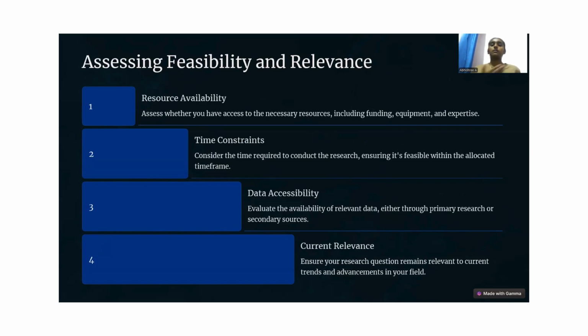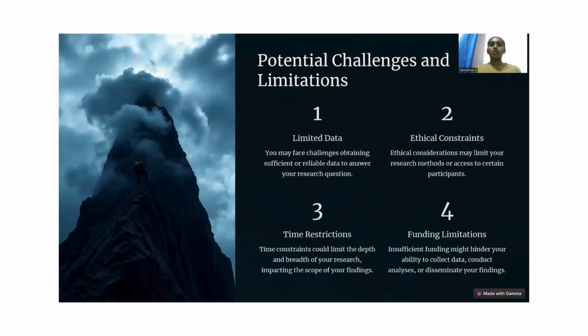Data accessibility. Evaluate the availability of relevant data either through primary research or secondary sources. Current relevance. Ensure your research question remains relevant to current trends and advancement in your field. Challenges and limitation. Limited data. Ethical constraints, time restriction, funding limitation.